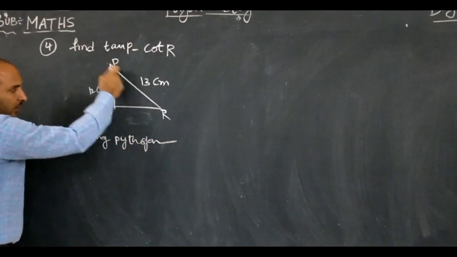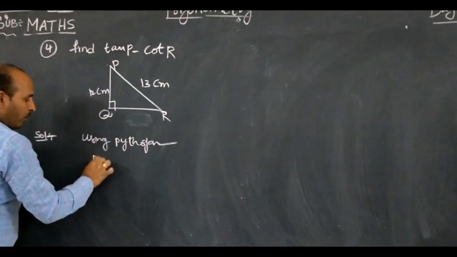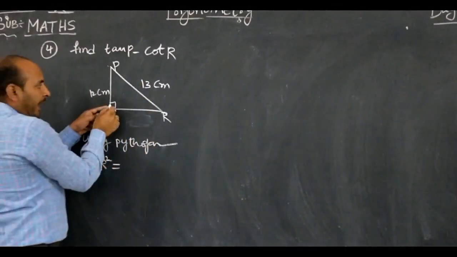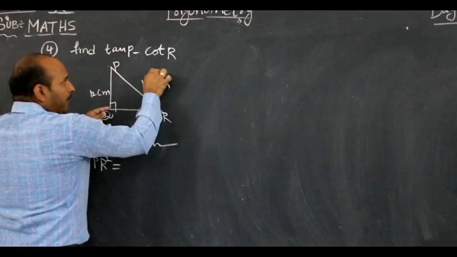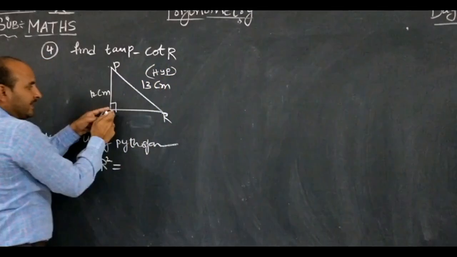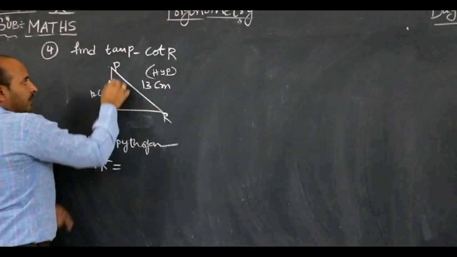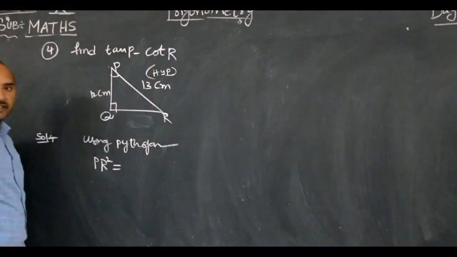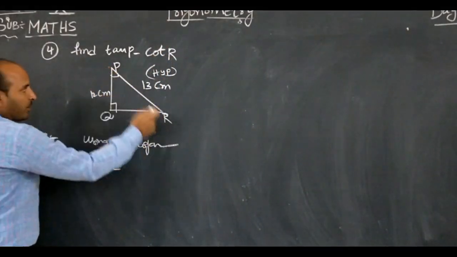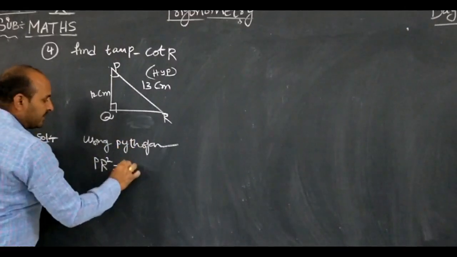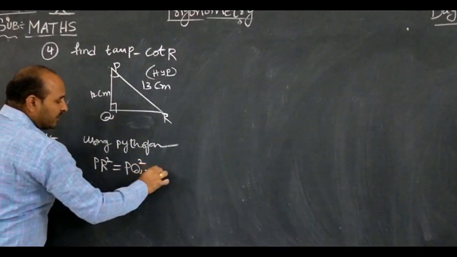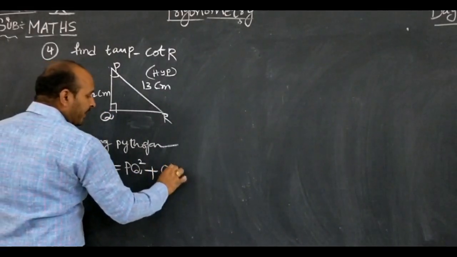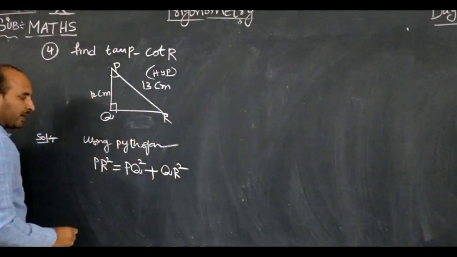What is the Pythagoras theorem condition? PR square, hypotenuse square. This is the hypotenuse, exactly, this is opposite to the 90 degrees. This is the hypotenuse, and the angle is present at P and again at R, so we will discuss that next. So now PR square is equal to the sum of the squares of the other two sides, PQ square plus QR square.